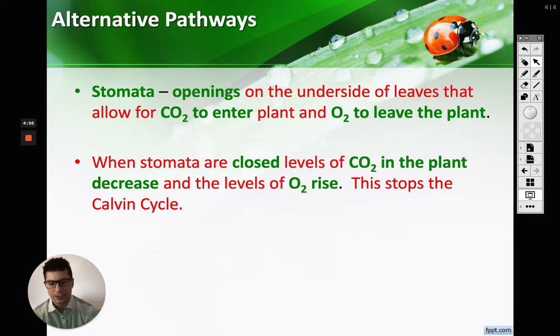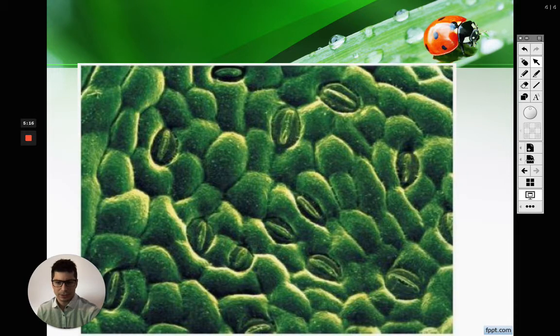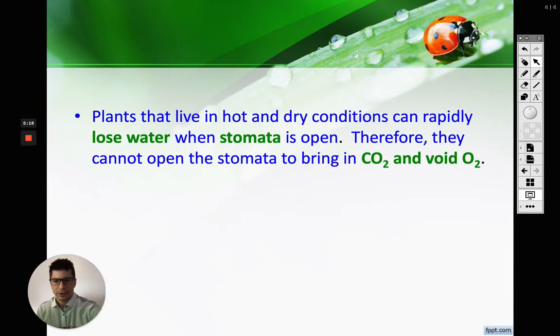So we talked about the stomata. They let the carbon dioxide in, and they release O2 so we can breathe the O2. When the stomata are closed, the CO2 cannot get in, and the O2 levels inside are just going to keep rising, and this is actually going to stop the Kelvin cycle.